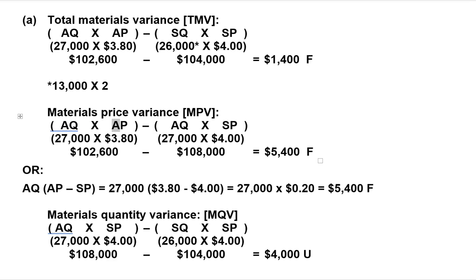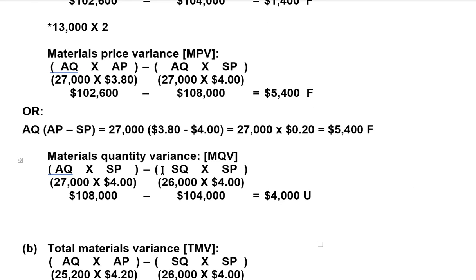So if I were to do it that way, it would be 27,000, which is the actual quantity. And the thing I like about this formula, or setting the formula up this way, is right away I can see that my actual price is less than my standard price, so I know that my answer is going to be favorable. And in this case it is 5,400.